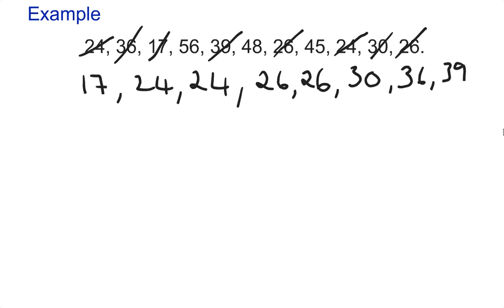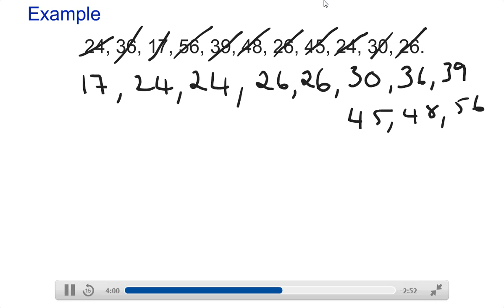And because my writing's gone so big, I'm going to have to go on to the next row here. But we're doing 45, 48, and last but not least, 56. So now we've written all our data out in order of size from smallest to largest. This makes making the stem and leaf diagram much easier. Now I'm going to do the stem and leaf diagram in a different colour so you can see where we are. But here we go.